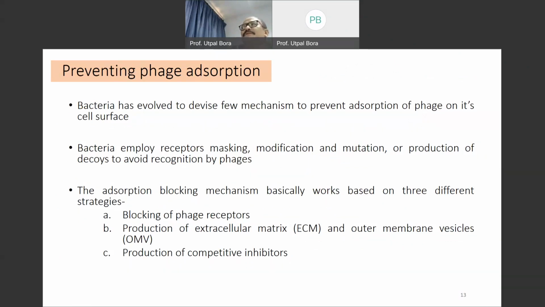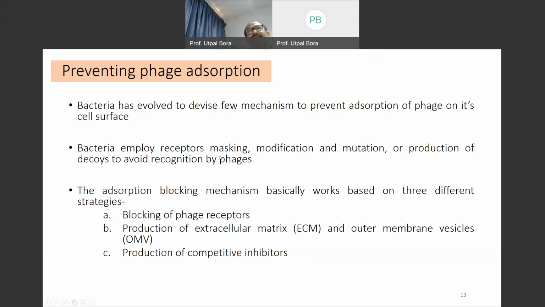So you spend a lot of metabolic energy in doing that, and a lot of problems may occur, legal entanglements, so many things. So bacteria is quite clever in that way. It will not allow the phage to enter it. So bacteria has evolved to devise a few mechanisms to prevent absorption of the phage on its cell surface.